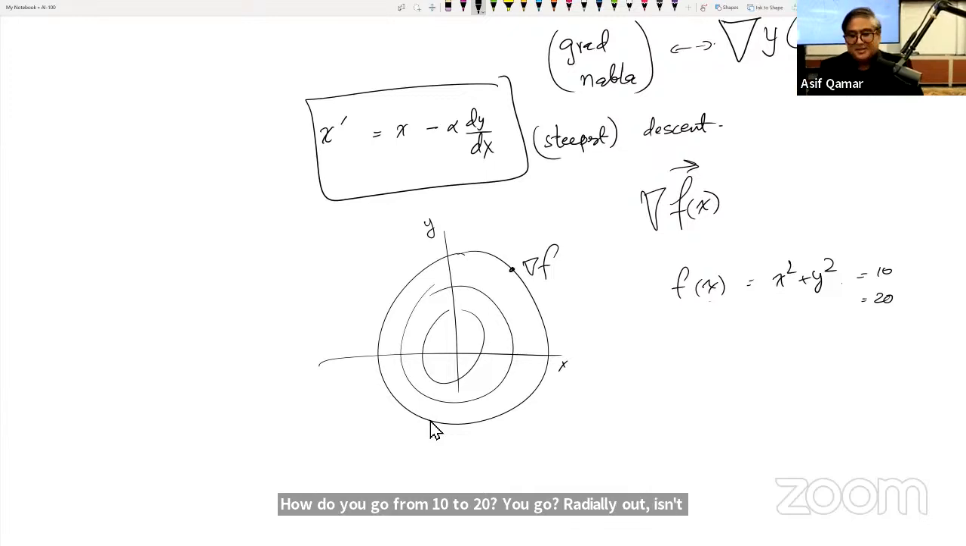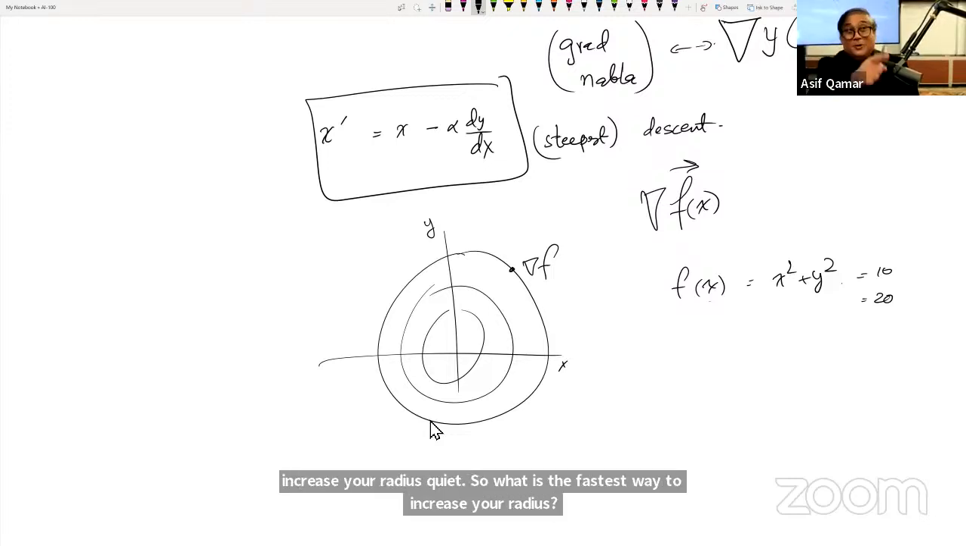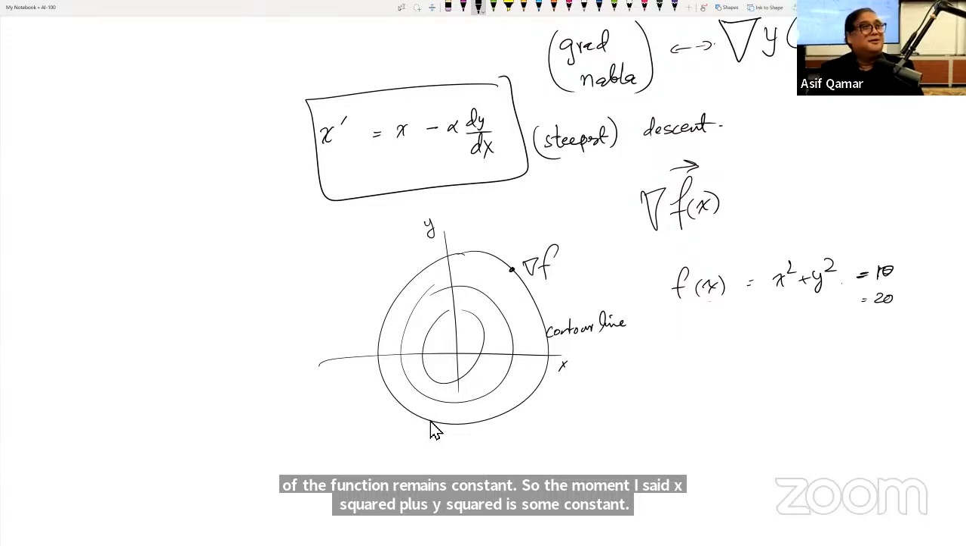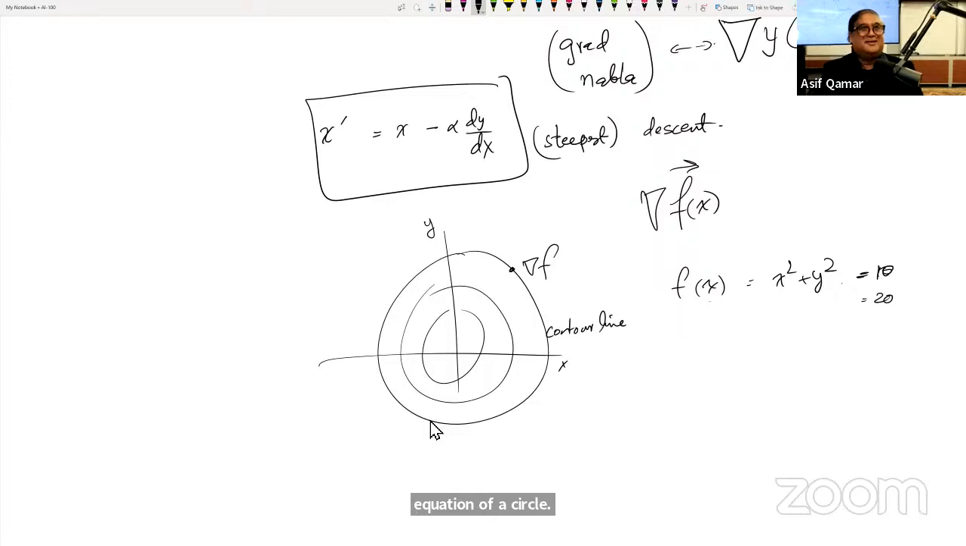If you know your basic circle, what is the fastest way to increase your radius? Well, go radially out. Don't go against the tangent. Go perpendicular to the tangent. This is the only thing you have to know, that in higher dimensions, you go perpendicular to this, which becomes a contour line. Contour lines are lines where the value of the function remains constant. The moment I said x squared plus y squared is some constant, this function is 10, it becomes the equation of a circle. It's a contour line then. A circle is a contour line for that function. You agree that this is the direction in which the function would increase the fastest, isn't it?